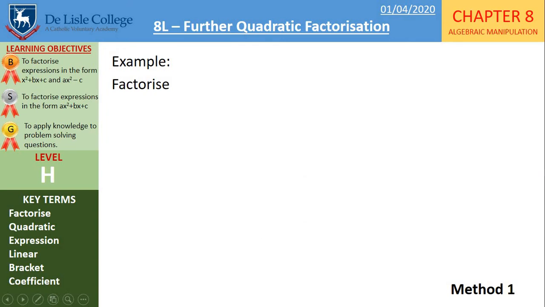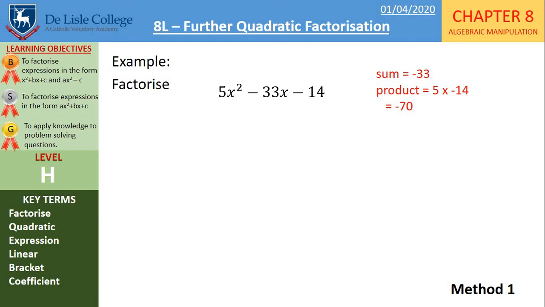Okay, let's copy down a second example. We're going to factorise, this time, 5x squared take away 33x take away 14. So the sum is going to be negative 33. And the product is going to be whatever 5 multiplied by negative 14 is. So that is negative 70. Since our product is negative, we are looking for one positive and one negative value. So we want a product of negative 70 and a sum of negative 33.